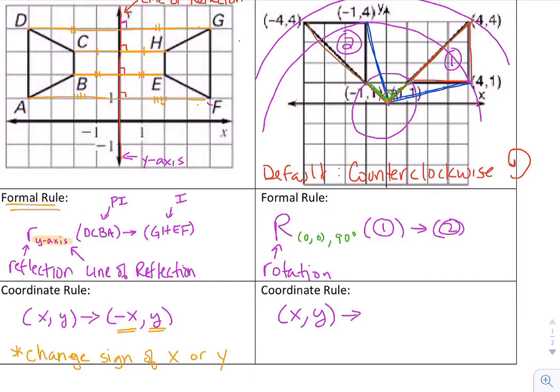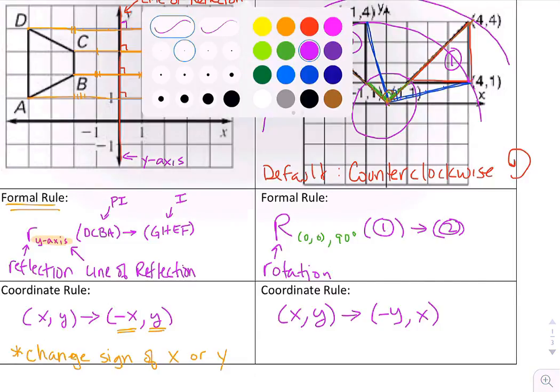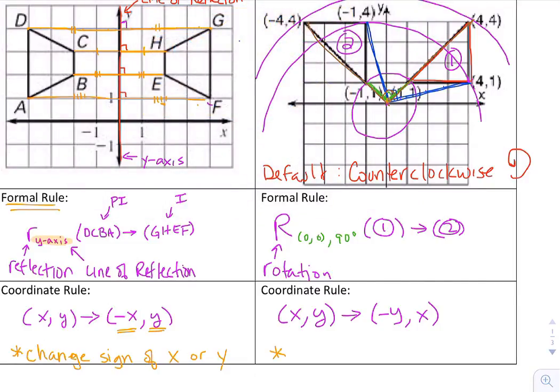But again, it's going to turn out to be a little bit different. In this case, we're taking x, y, and we're going to make it negative y, comma, x. And I can get that by just looking at the coordinates, and I can just ask myself, what patterns do I see? But just like with reflections, it's not that important that you be able to identify it. It's important that you understand what you're basically going to see is two things. You're going to change sign again, most of the time, but also you're going to change sign and you're going to switch x's and y's.